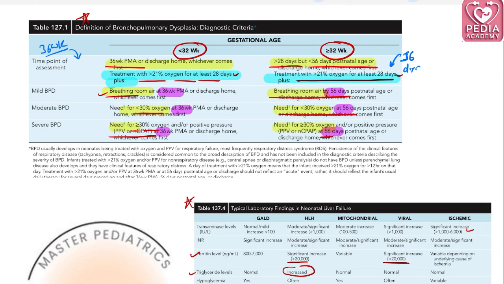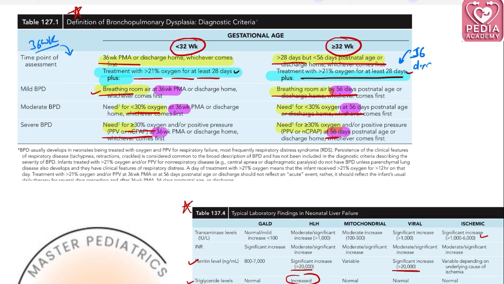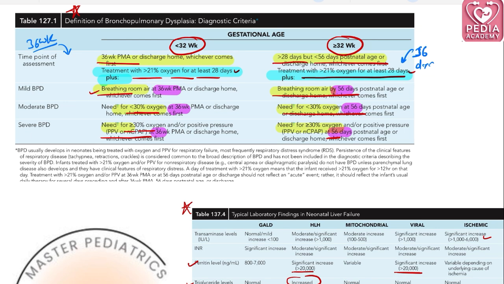We'll discuss bronchopulmonary dysplasia. Basically, this diagnostic criteria is a slight bit old, but it is given in Nelson, so we have to see this. To simplify this, just see if the newborn is born at less than 32 weeks or more than 32 weeks. For a newborn born at less than 32 weeks, the time point of assessment is 36 weeks post-menstrual age or discharge home, whichever is first. Basically, we have to screen him.